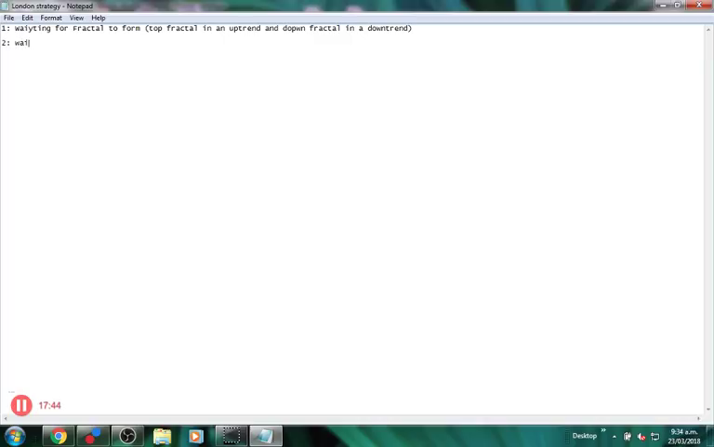So then wait for 5 candles to form after the fractal. Ideally choppy sideways movement. Not a lot of momentum in the opposite direction. Okay, cool. Write it down. Good.